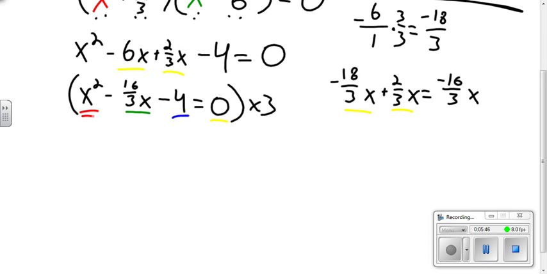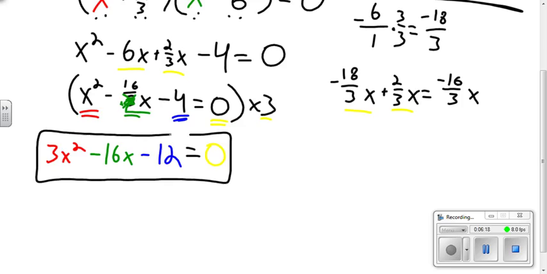When we multiply 3 by x squared, that leaves us with 3x squared. When we multiply 3 by negative 16 thirds x, that's a negative 16x. In this case, we were dividing by 3, then we multiplied by 3, so it cancels out, and we're just left with a negative 16x. Negative 4 times 3 is negative 12, and again, it has to equal 0 times 3, which is just 0. So in the end, this is our final answer.